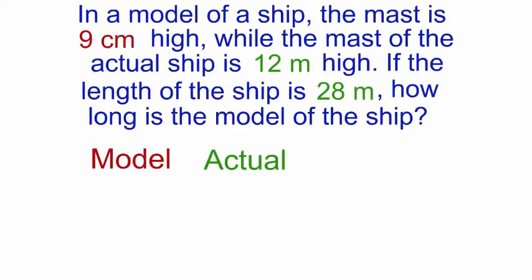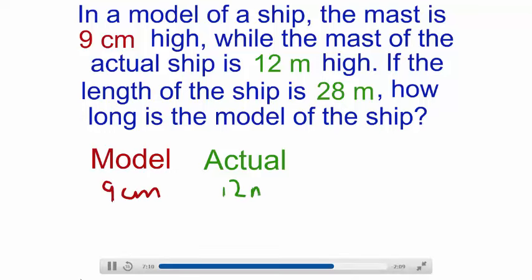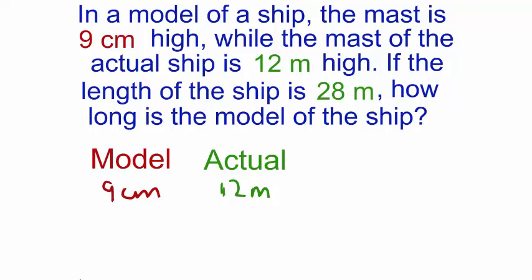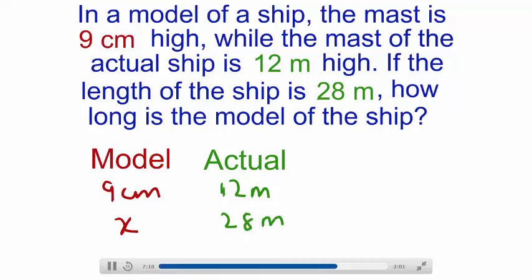Suppose in a model of a ship, the mast is 9 centimeters high, while the mast of the actual ship is 12 meters. If the length of the ship is 28 meters, how long is the model of the ship? So now let us note the information of this problem. The length of the model is 9 centimeters. The actual length is 12 meters. We need to find the length of the model when the actual length is 28 meters.